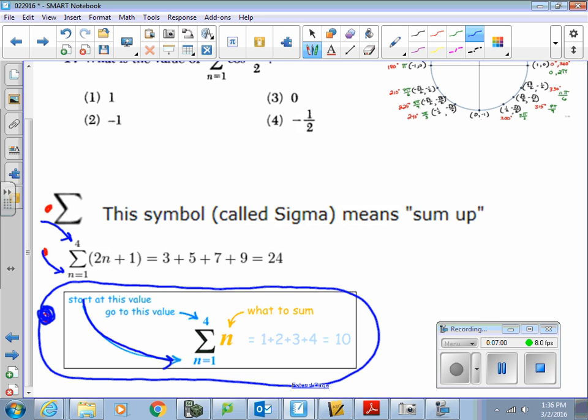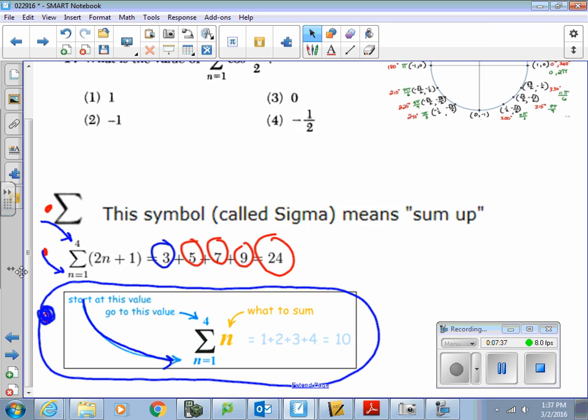What you're going to do is then add up each term. So when you plug in 1 here, you're going to get 2 times 1 plus 1, and that's equal to 3. Then you're going to plug in 2. So 2 times 2 plus 1 is 5. Then you're going to plug in 3, and you're going to get 7. And then 9. So this is going to give us a value of 24.